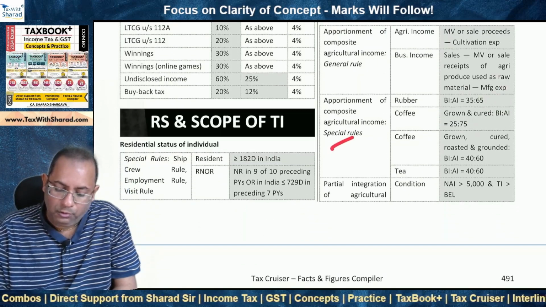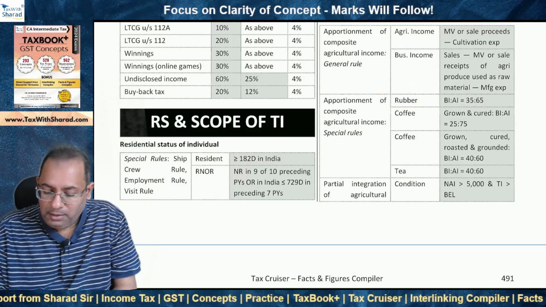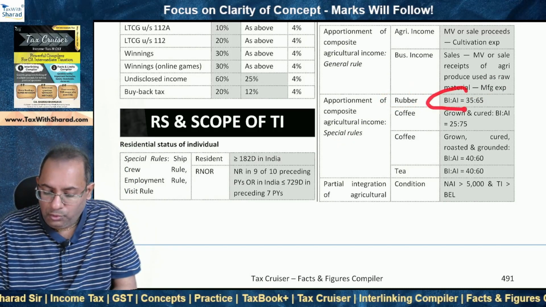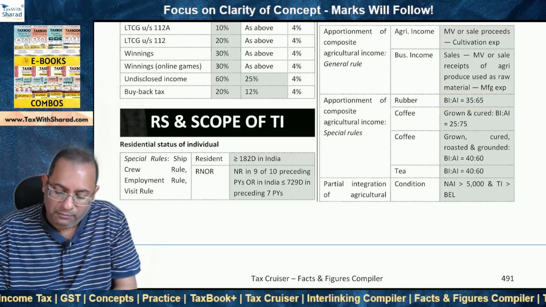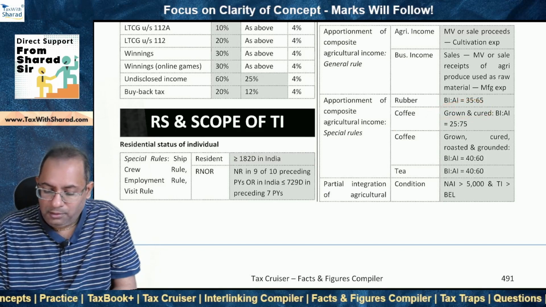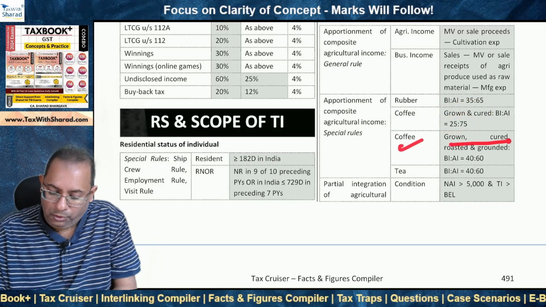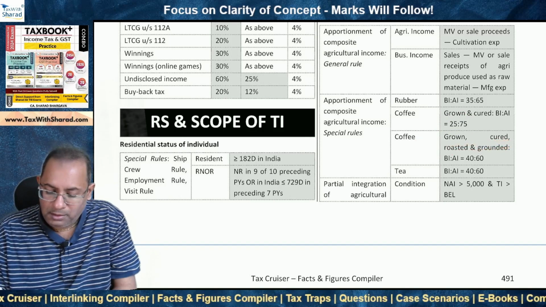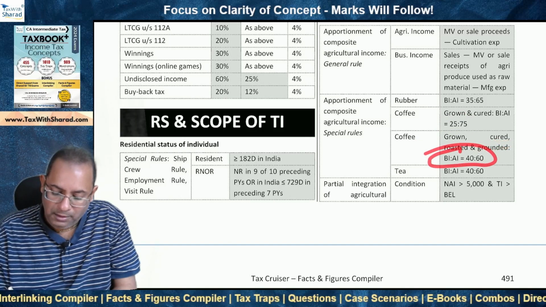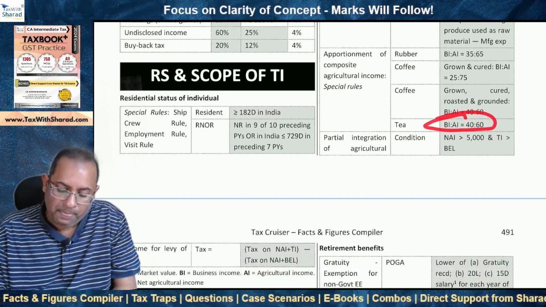In the case of special rules, we apply a particular ratio. For rubber, business income to agricultural income is 35 to 65. For coffee, which is grown and cured, business income to agricultural income is 25 to 75. For coffee, which is grown, cured, roasted, and ground, business income to agricultural income is 40-60. For tea, business income to agricultural income is 40-60.